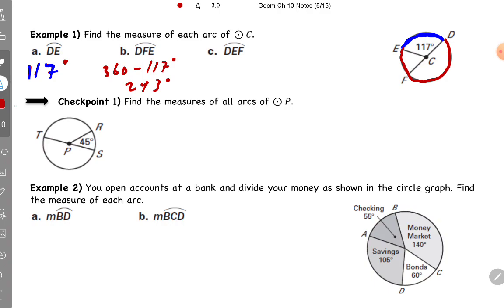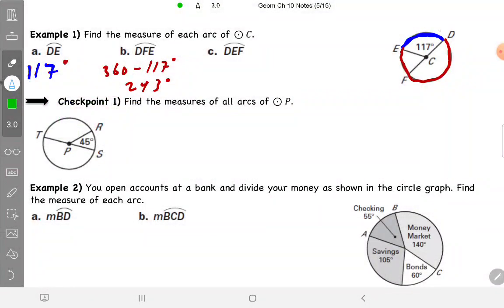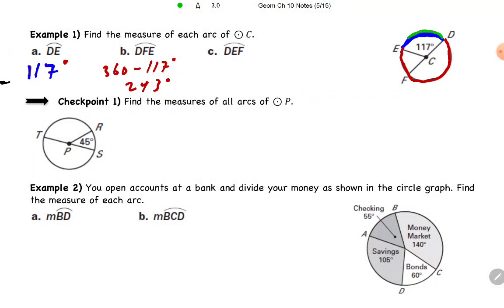DEF, okay, let's do a different color. DEF is right there. We know that that's half the circle. So therefore, 180 degrees.